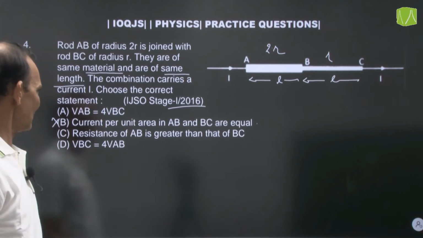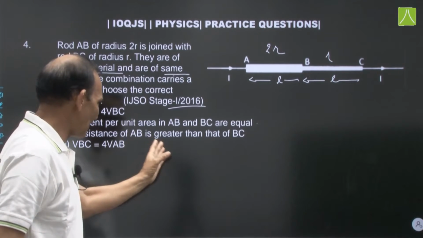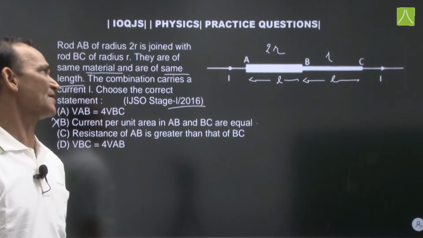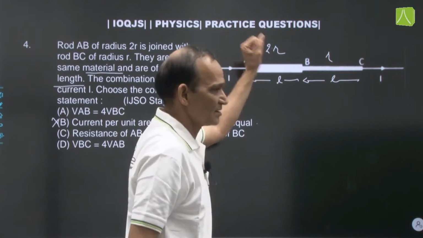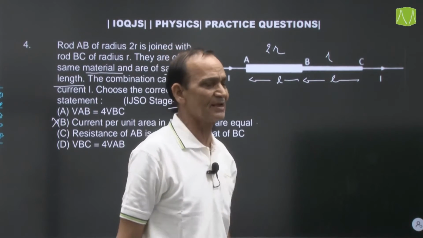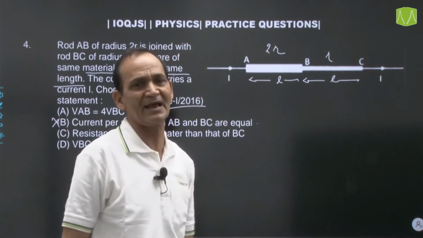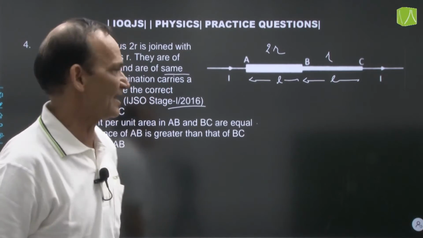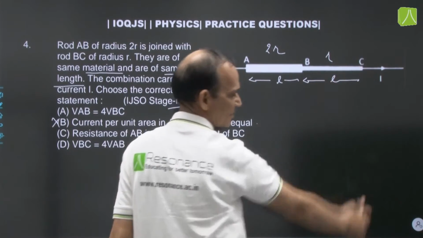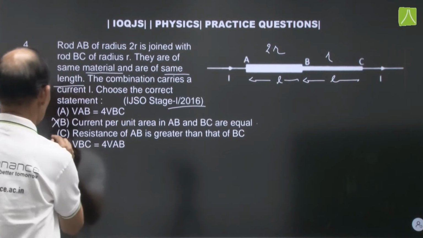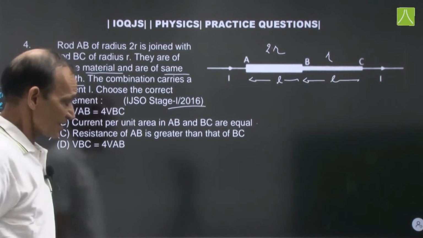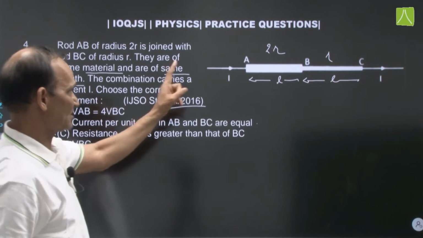Now think about the option that the resistance of AB is greater than that of BC. This wire is thick, the length is the same, the material is the same, this is thick, so its resistance will be less. Resistance will be less compared to the resistance of BC. So this is also wrong. Now we have to find the resistance of this one and this one.